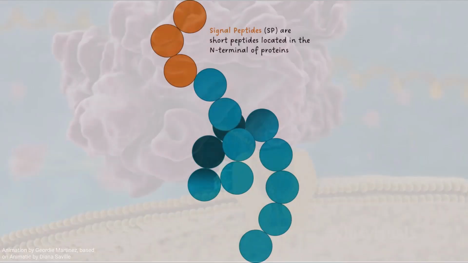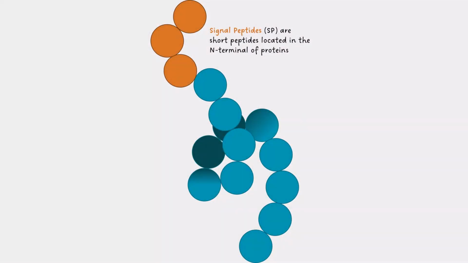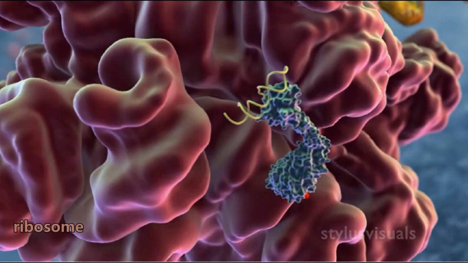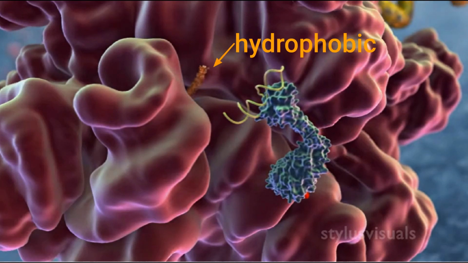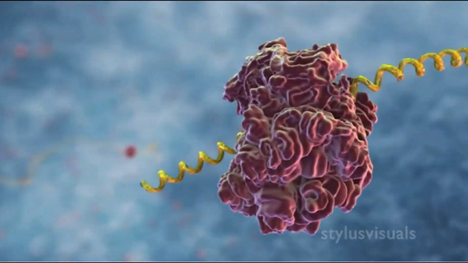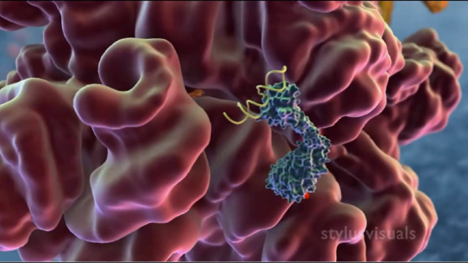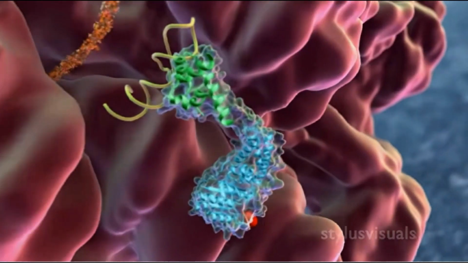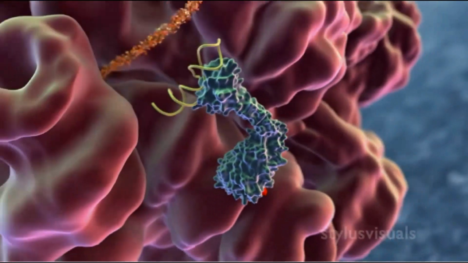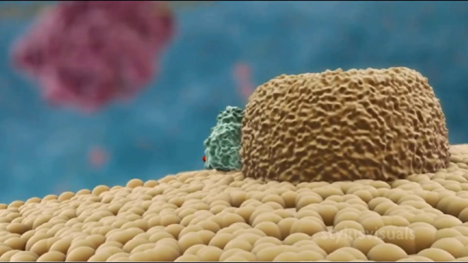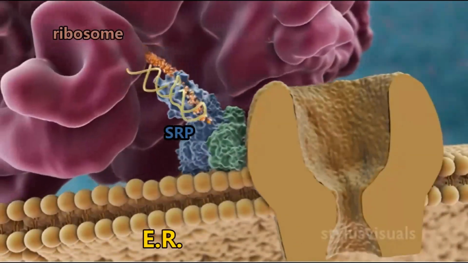This brings us to our discussion on signal peptides. The signal peptide that sends a protein into the endoplasmic reticulum during translation is a series of hydrophobic, or water-fearing, amino acids. These are usually found near the beginning of the protein. When this sequence sticks out of the ribosome, it's recognized by a protein complex called the signal recognition particle, or SRP. The signal recognition particle takes the ribosome to the endoplasmic reticulum.